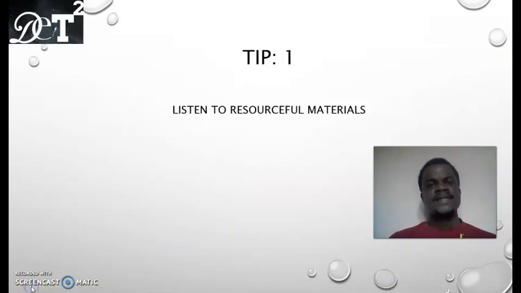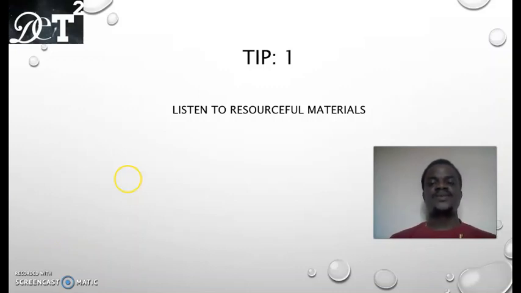Number one is for you to listen to resourceful materials. For those people that have written IELTS before, I think they stand a better chance because they're already used to the scenario and all that. But if you've not written any English exam before, you can also do it. So I would advise you to get a lot of resourceful materials.